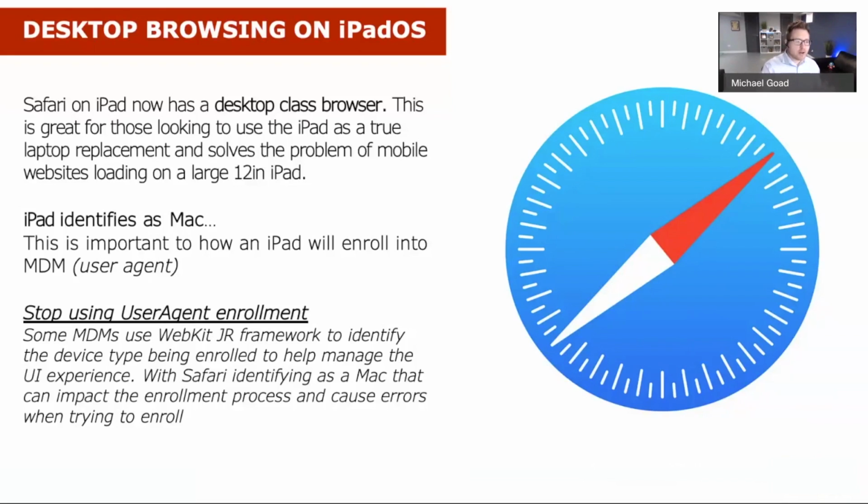I have confirmed MOS 360 does not use the WebKit framework. MobileIron does not. But there are a lot of different MDMs out there, and some organizations have multiple MDMs. So just be wary: if you try to enroll via the URL and the profile installs fine, then you're good, and the MDM is not using that framework to identify the device type. But depending on how the MDM has been developed, it could cause some issues.